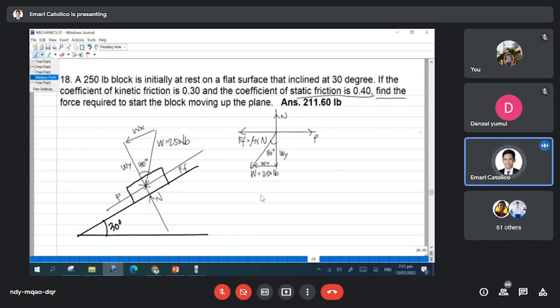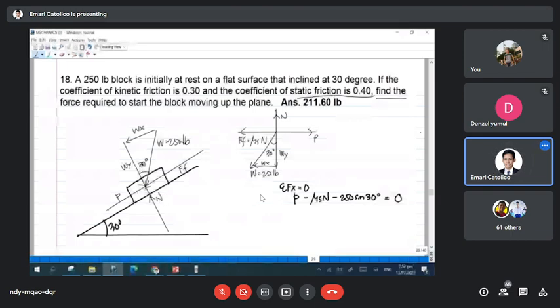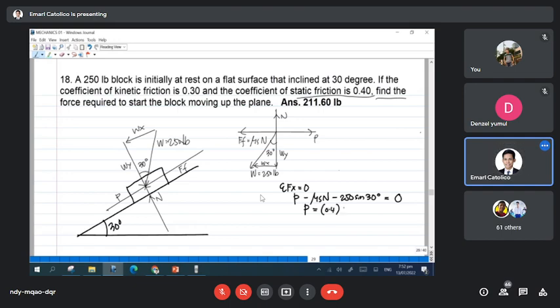Okay, so summation of forces tayo. Summation of forces of X is equals to 0. So yung X natin, meron tayong force P, positive, kasi nasa right. Meron tayong frictional force, which is nasa left, so negative, USN. Okay? Then, meron tayong WX, which is 250 sine 30, kasi hindi siya nakalapat sa x-axis, is equals to 0. Okay? So, therefore, P is equals to, lipat natin yung dalawang terms sa right side of the equation. US natin is 0.4, N natin is wala pa. So, mamaya pa siguro yan. Write natin as equation number 1.